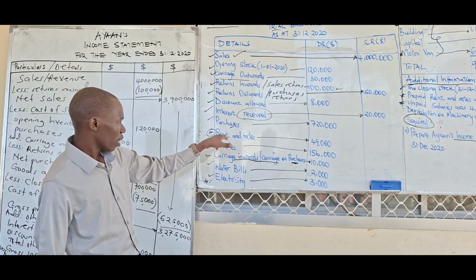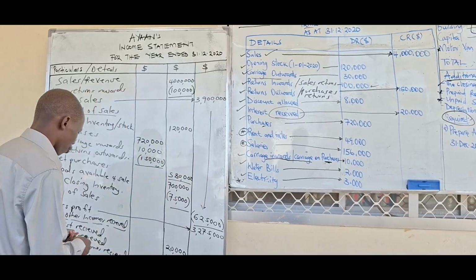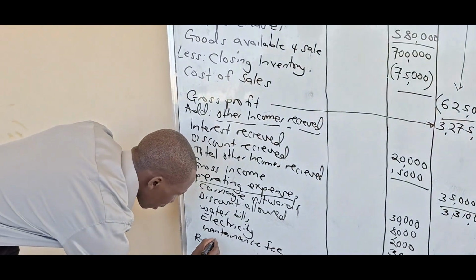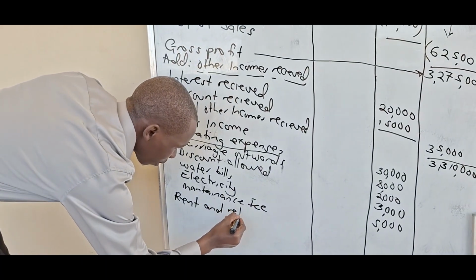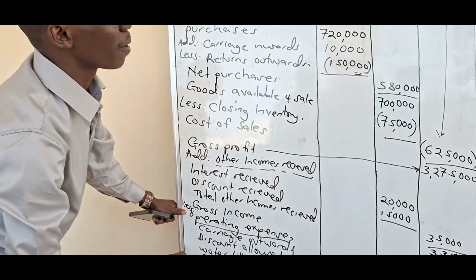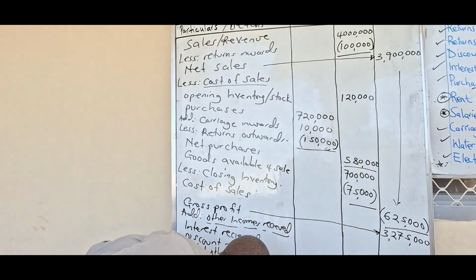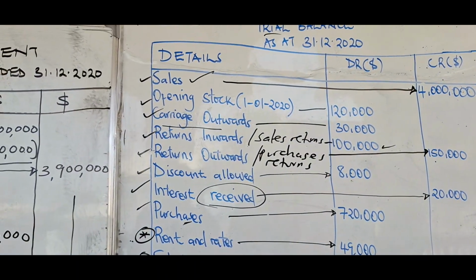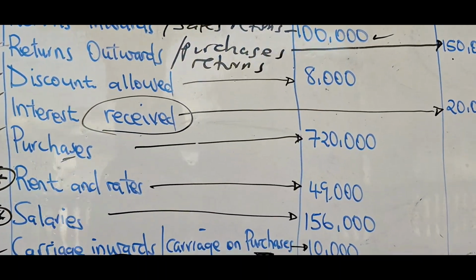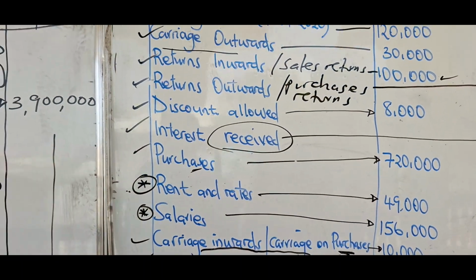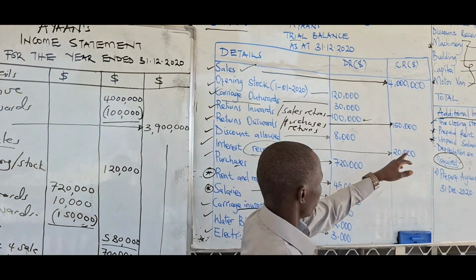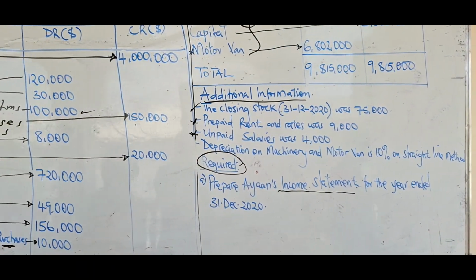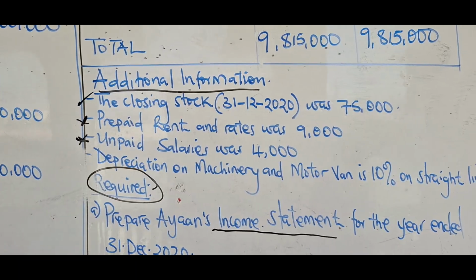What do you do? First pick this, you record in your first column. Rent and rates. How much is it? 49,000. Now, let's look at the additional information regarding rent. This shows the expense, it was 49,000.